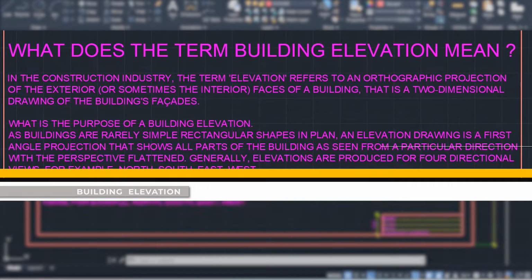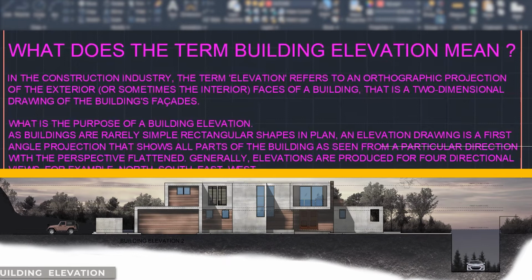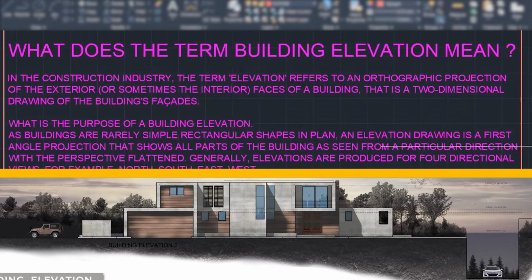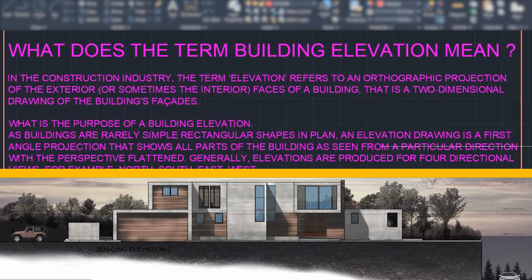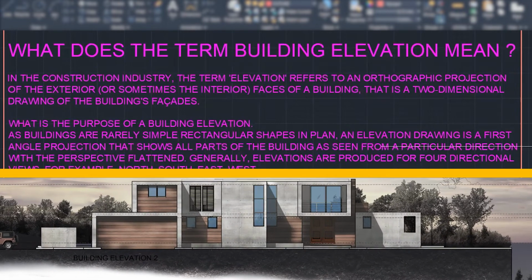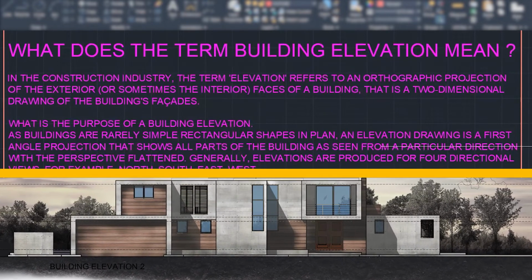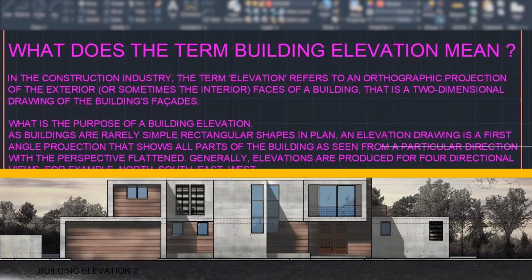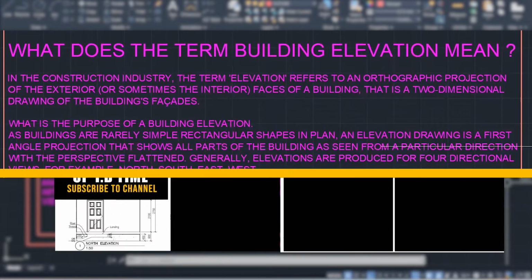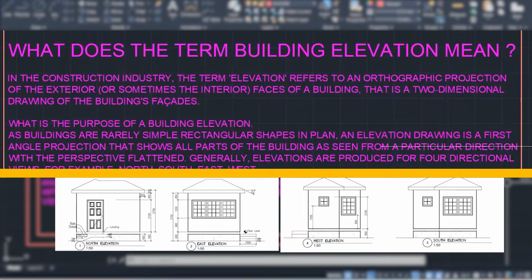What is the purpose of a building elevation? As buildings are really simple rectangular shapes in plan, an elevation drawing is a first angle projection that shows all parts of the building as seen from a particular direction with the perspective flattened. Generally, elevations are produced for four directional views, for example, north, south, east, and west. I want to also add that elevations are useful for gaining the heights of a building.